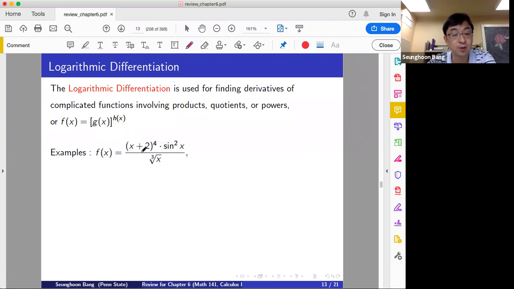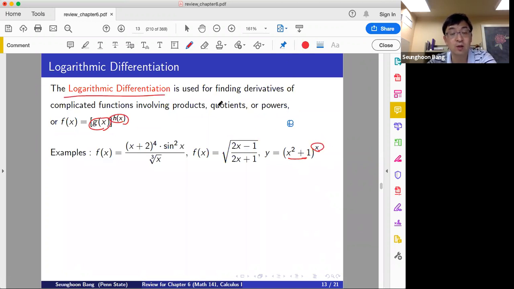What's that? This example. The really complicated form, like a product, quotient, and powers, like this. Or same, quotient, the square root is like a power. You can change it to 2x minus 1 over 2x plus 1 to the power 1/2. We can use logarithmic differentiation. Or x squared plus 1 is like the inner function g of x, a function. The power h of x is also a function. You can use the logarithmic differentiation.